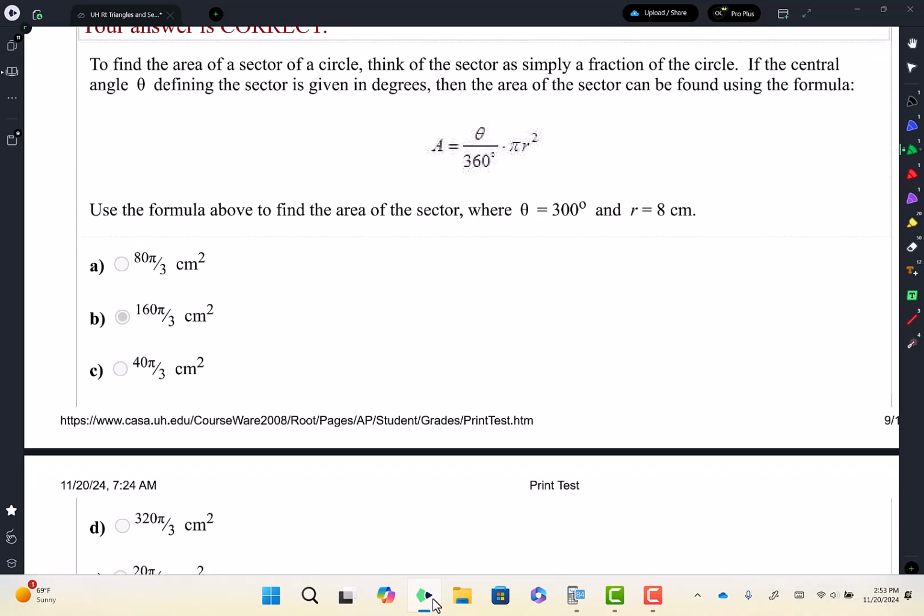To find the area of a sector of a circle, think of the sector as simply a fraction of the circle. All right, guys, focus. If the central angle theta defined in the sector is given in degrees, then the area of the sector can be found using the formula.